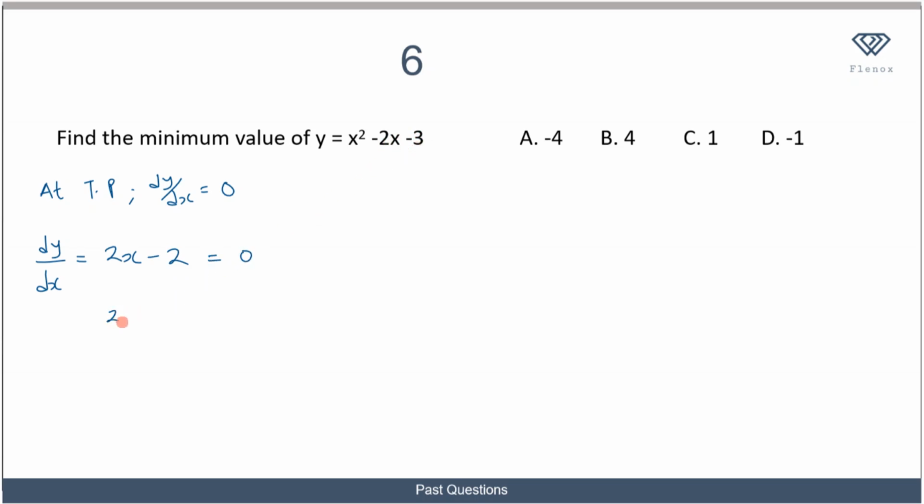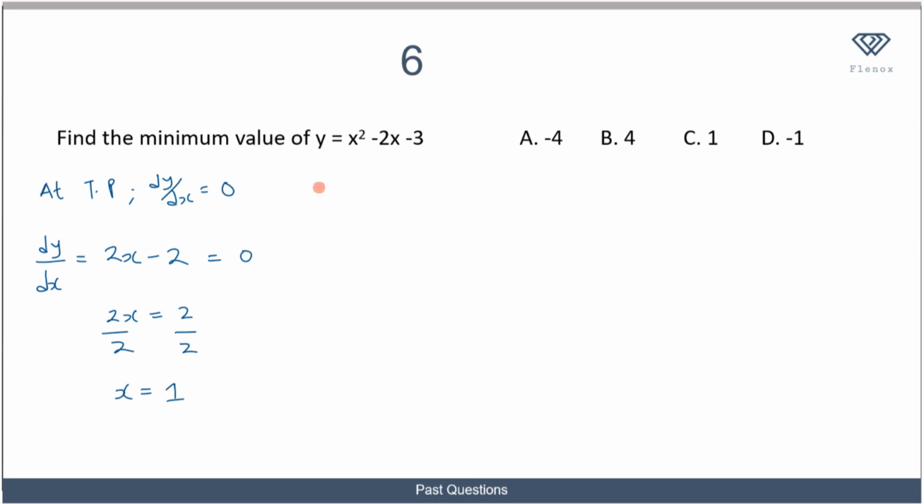So what does that become? I have 2x is equal to 2, and when I divide both sides by 2, I have my value of x to be equal to 1. So at the minimum point, I get x equals 1, and we do not need to test in this case because we have only one value of x, and since the question tells us that it is at the minimum point, we know that this definitely represents the minimum value.